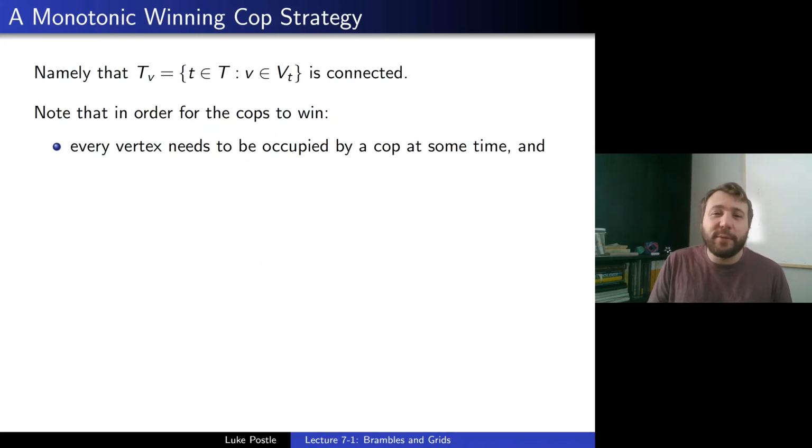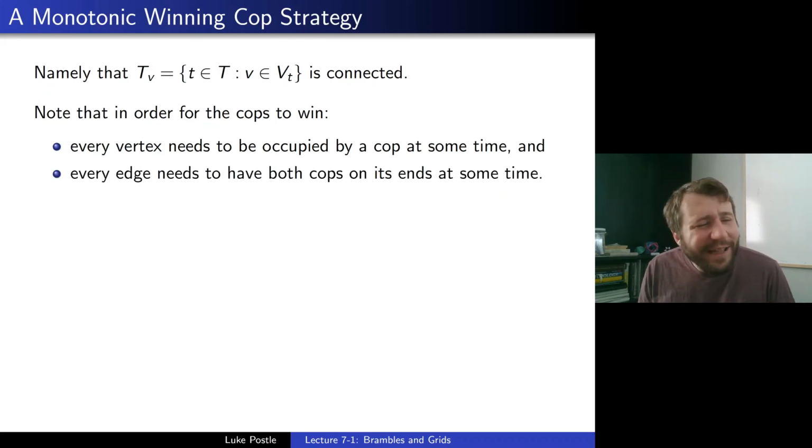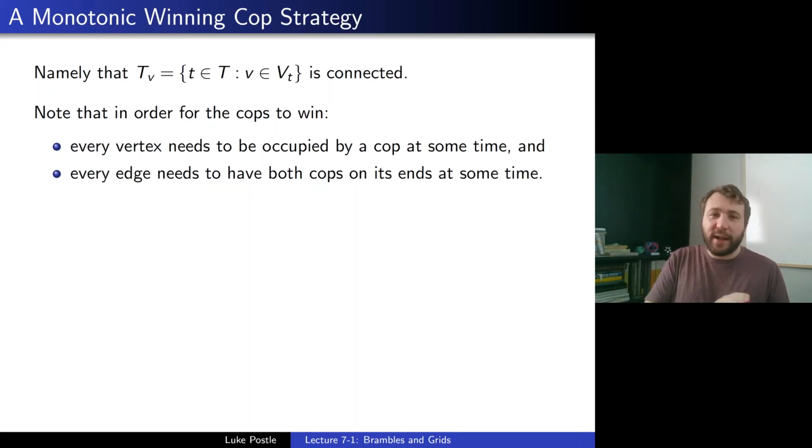So obviously every vertex needs to be occupied by a cop, but if you think a little bit more, actually every edge needs to have cops on both of its ends at some time. So there will have to be a point where every edge also gets covered like that. Otherwise, there could have been a time where the robber would just stay between the two ends of the edge. And if a cop lands on one, okay, I'll run over to the other side. And since you never occupy both at the same time, I can just ping back and forth between them.